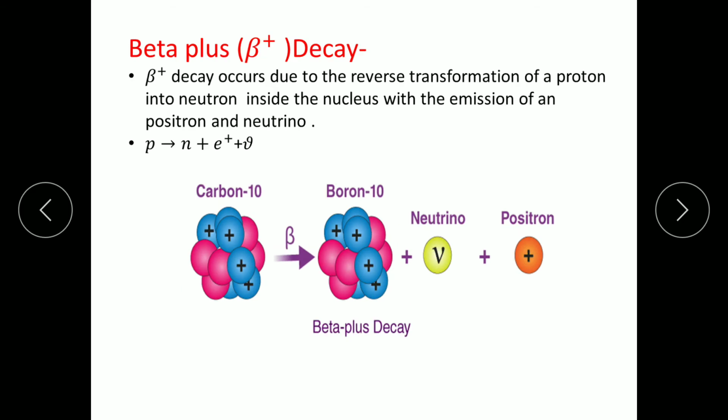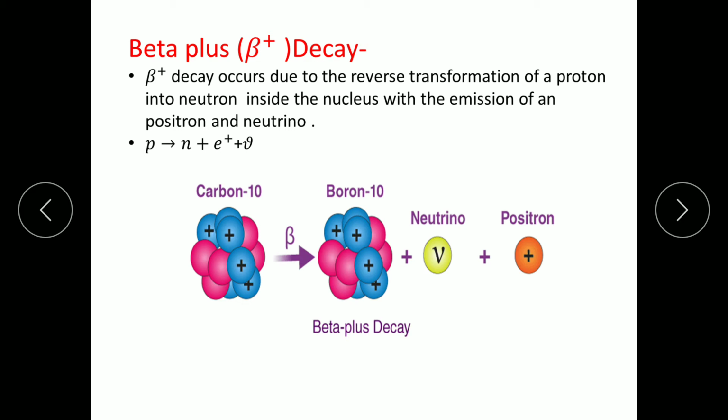See here, beta plus decay. Beta plus decay occurs due to the reverse transformation of a proton into neutron inside the nucleus with emission of a positron and neutrino. Now, in beta plus decay, proton is converted to neutron and positron and neutrino are emitted.